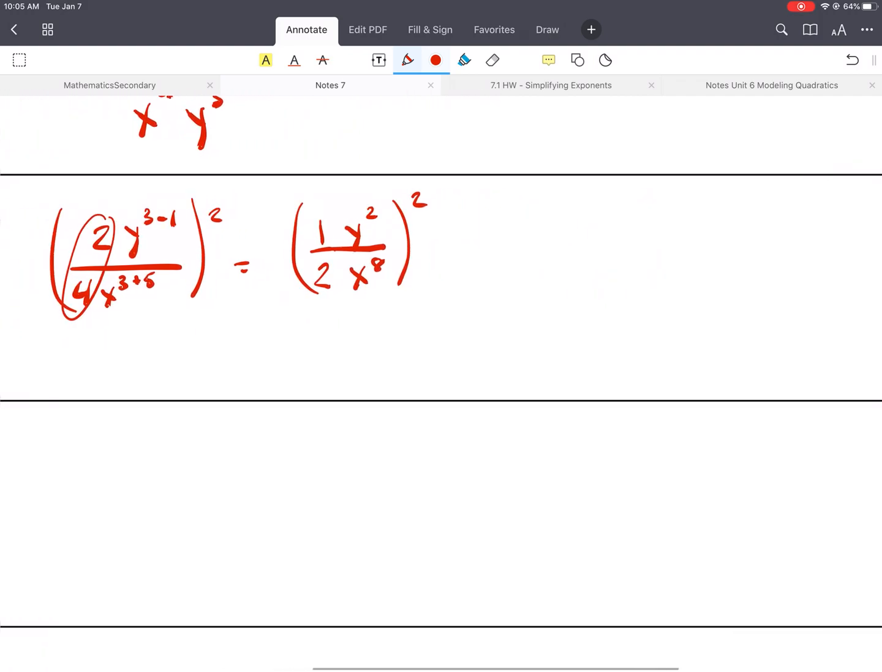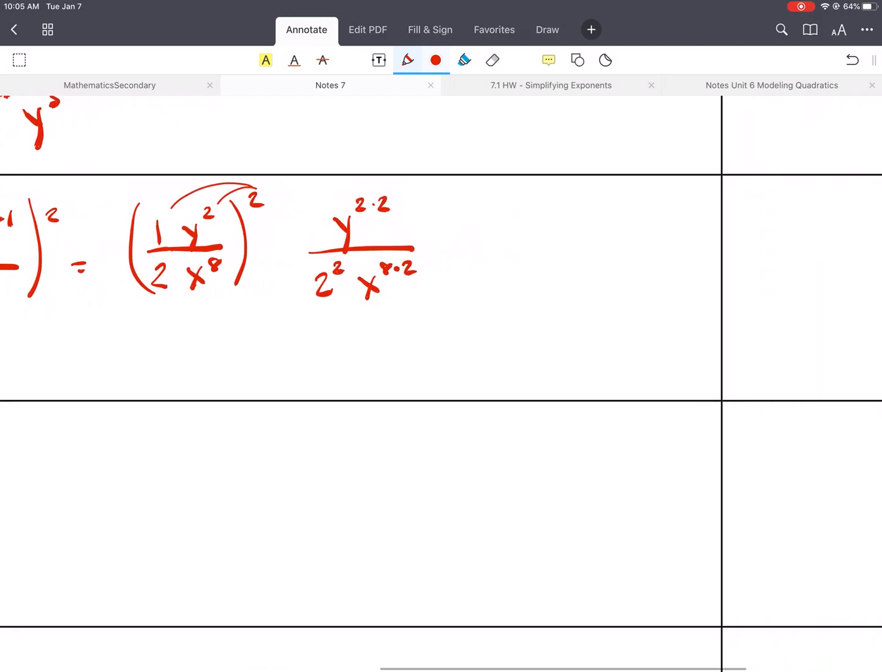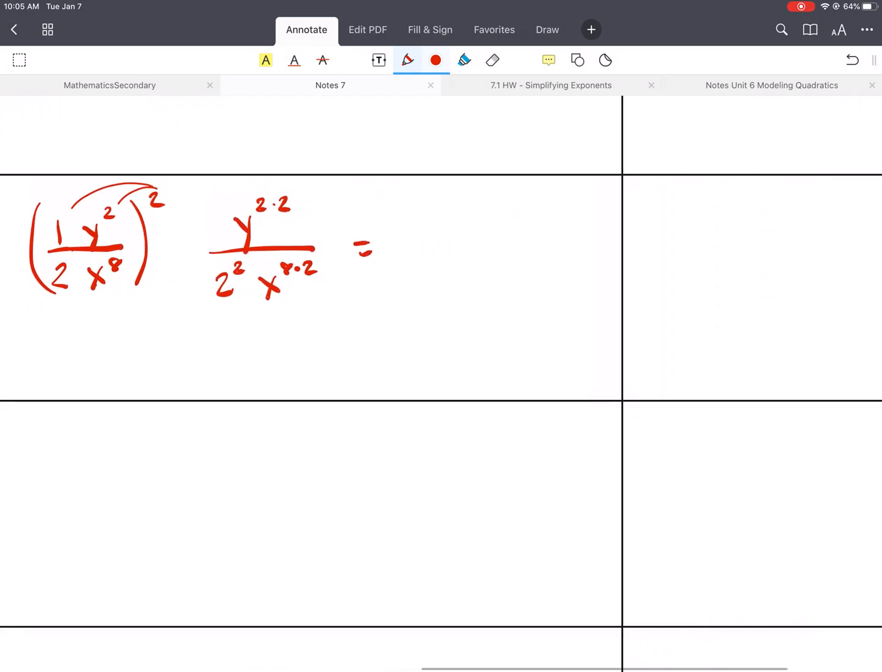Okay, and then we can distribute these squares. Okay, so it would be y to the 2 times 2 all over 2 to the 2, x to the 8 times 2. And that ends up giving us y to the 4th over 4x to the 16th.